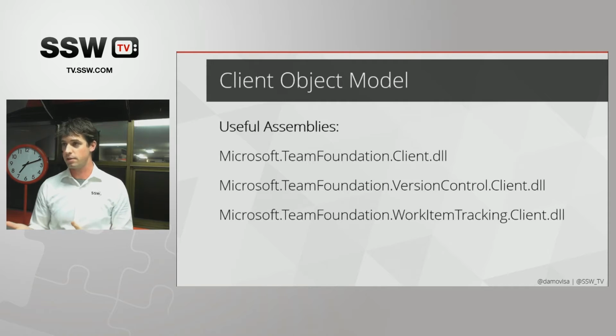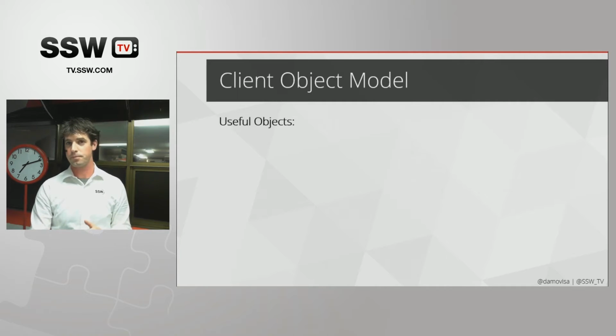There's the client, which is the one that everything else needs, because it needs to know how to talk to TFS. The version control client, which is all your Team Foundation version control stuff, and your work item tracking client. These assemblies contain a lot of stuff that you can use. There's also the Git client, as you would imagine as well. And these expose a lot of objects.